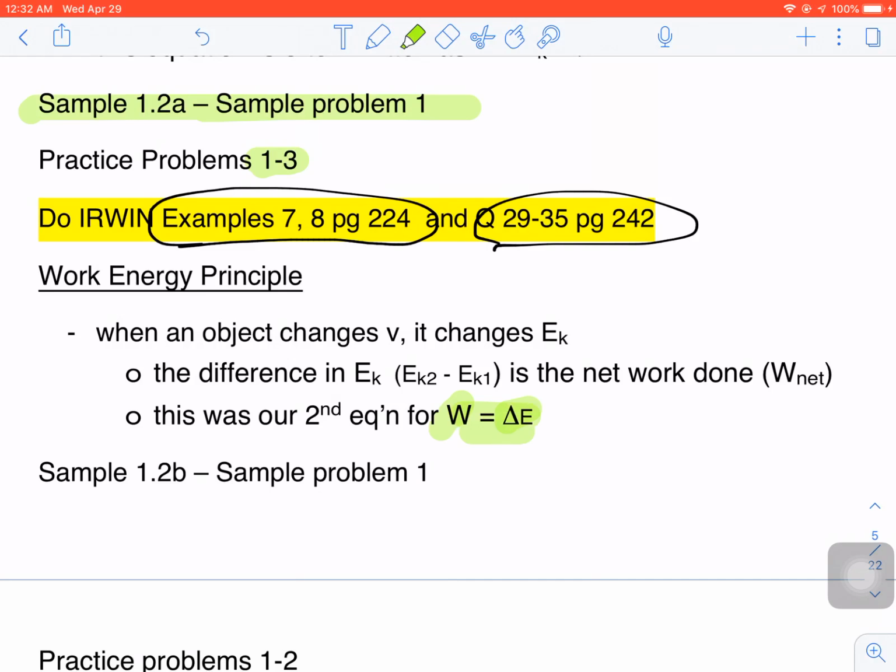All right, so let's look at the sample for 1.2b here.